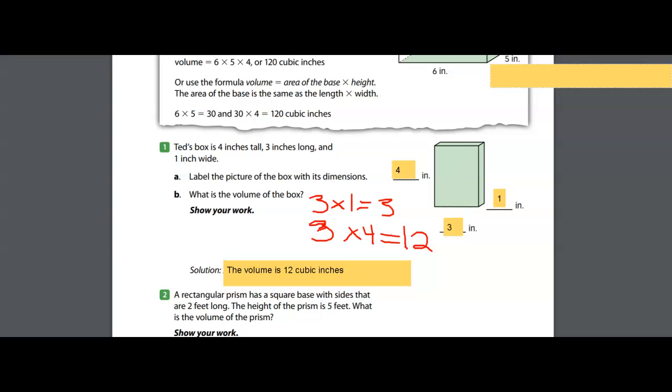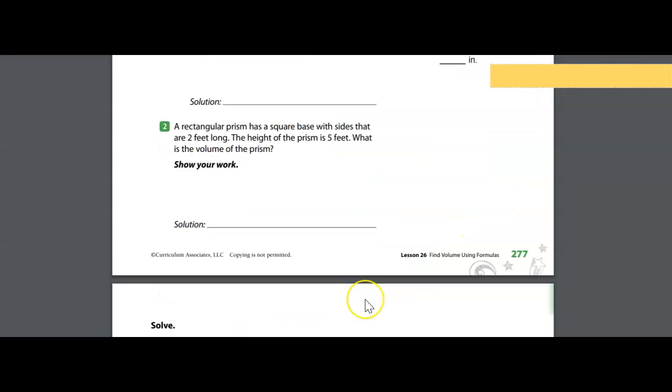Now let's move on to question 2. Question 2 says, a rectangular prism has a square base with sides that are 2 feet long. The height of the prism is 5 feet. What is the volume of the prism? Let's do that one on your own. Press pause and see if you can figure it out.